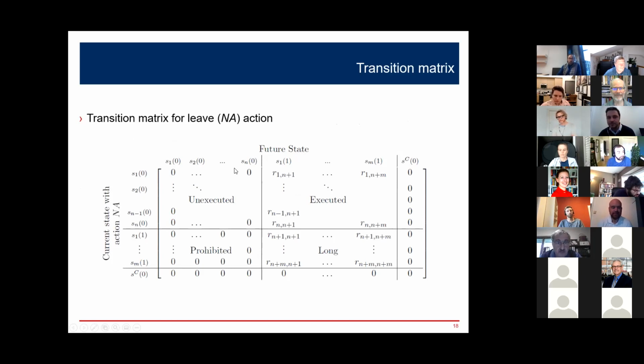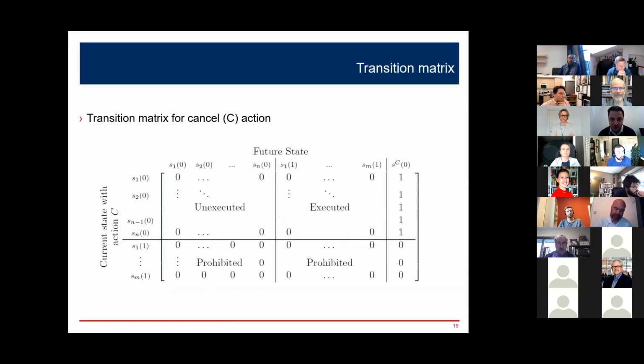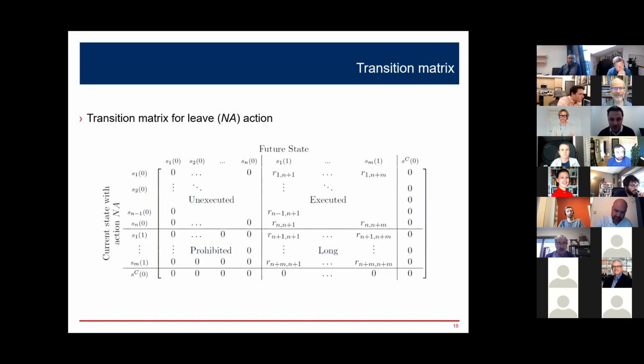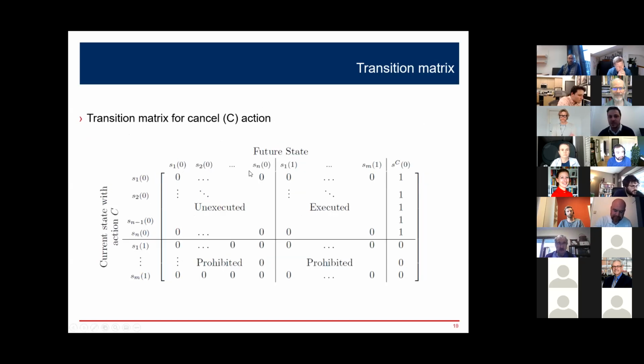If we leave an order, then we're going to be transitioning from one state to a new state. The order's been unexecuted, and there's going to be some sort of... oh, sorry, this matrix is the wrong matrix. Sorry, that's for the immediate reward. I'll do it for a cancel. So if we're in a cancel state, we simply transition from state 0 to state cancel with probability 1.